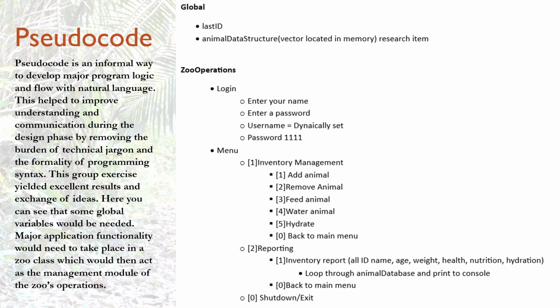Pseudocode is an informal way to develop major program logic and program flow with natural language. In this project, pseudocode helped to improve understanding and communication during the design phase by removing the burden of technical jargon and the formality of programming syntax. This group exercise yielded excellent results and exchange of ideas. Here you can see that global variables would be needed. Major application functionality would need to take place in a zoo class, which would then act as the management module of the zoo's operations.